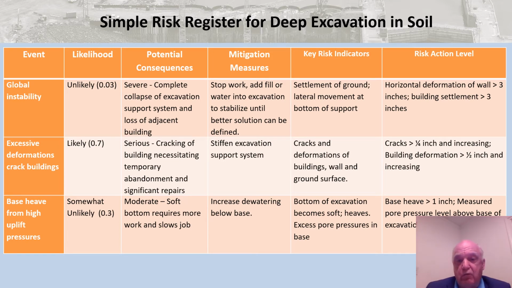And I won't go through this in detail, but you can get the idea here that in order to be prepared to respond to risks, we've got to understand what we can measure or monitor or look for as indicators of emerging risk. And then we have to have some indicator to say, okay, when do we implement the contingency plan?